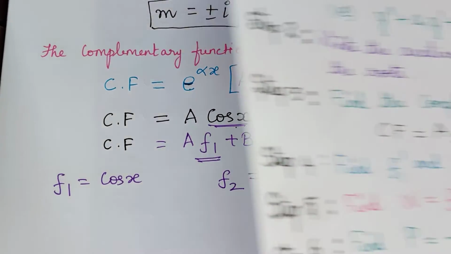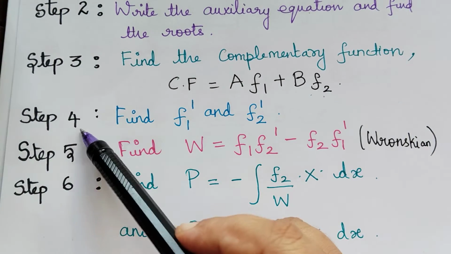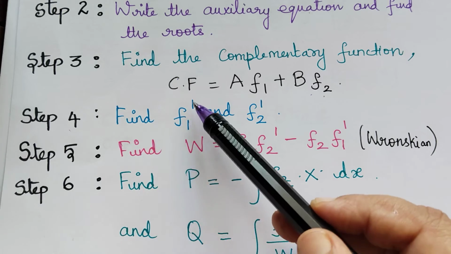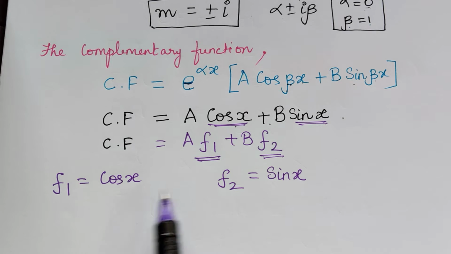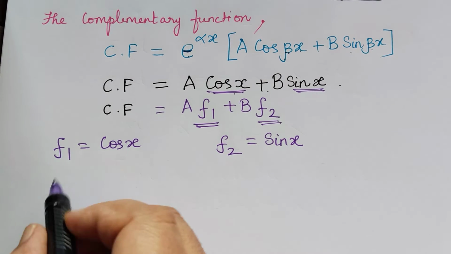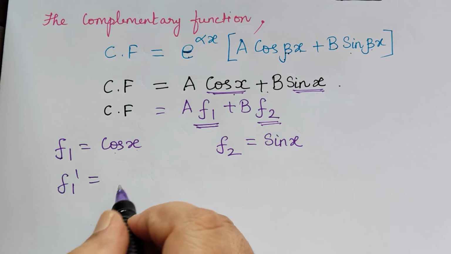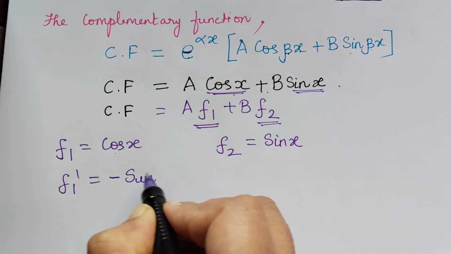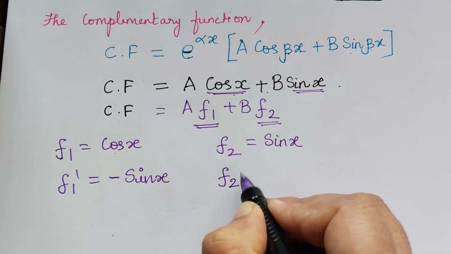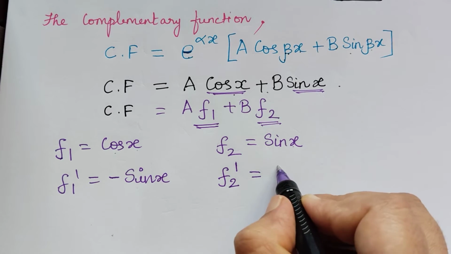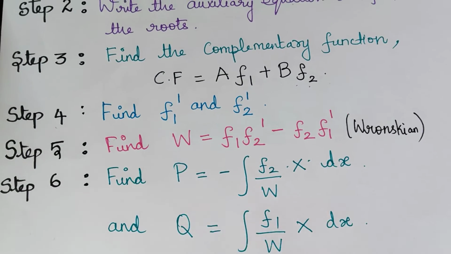So what is the next step? As per the procedure, after finding the complementary function, step 4 is to find f1 dash and f2 dash. That is, we have to differentiate f1 and f2 with respect to x. So f1 dash will be the differentiation of f1. What is the differentiation of cos x? It is minus sin x. In a similar manner, we differentiate f2, so f2 dash is the differentiation of sin x, which is cos x.